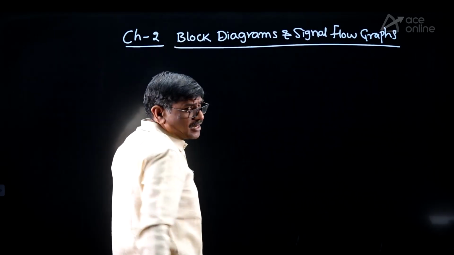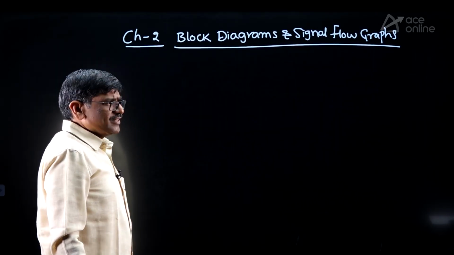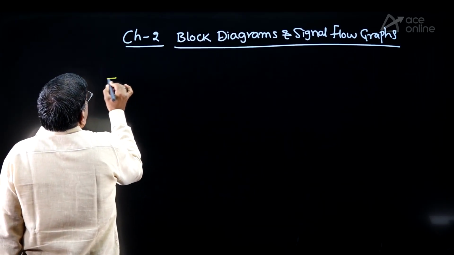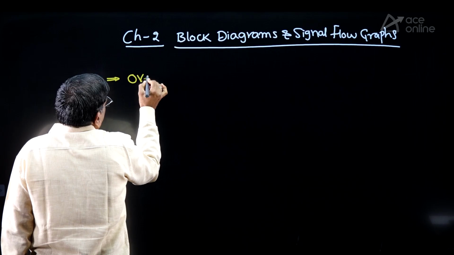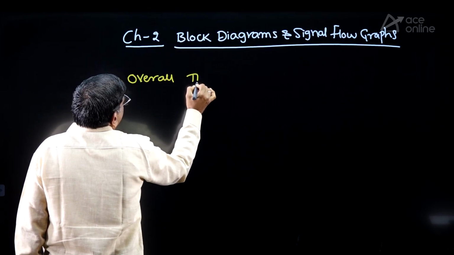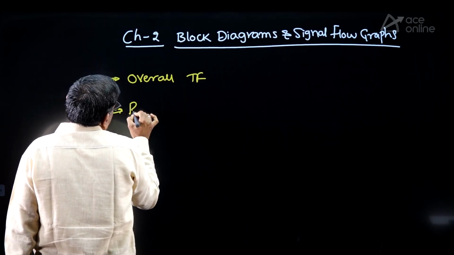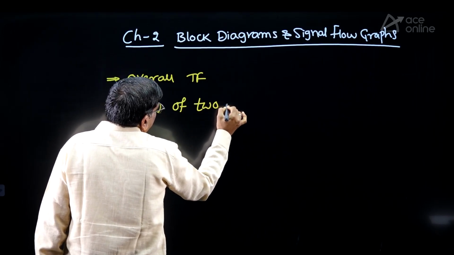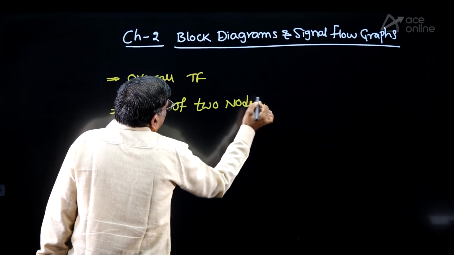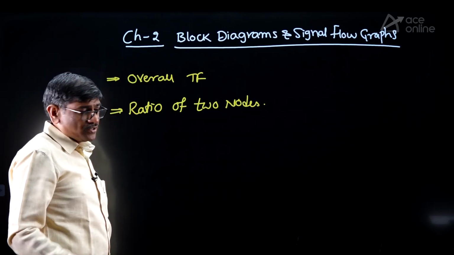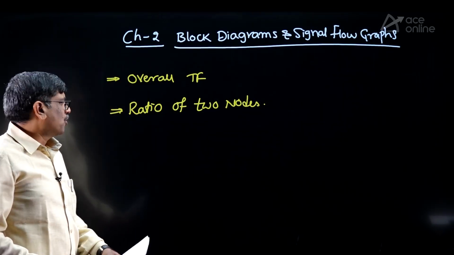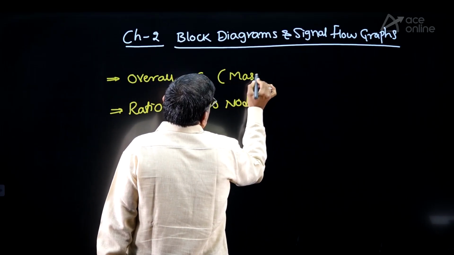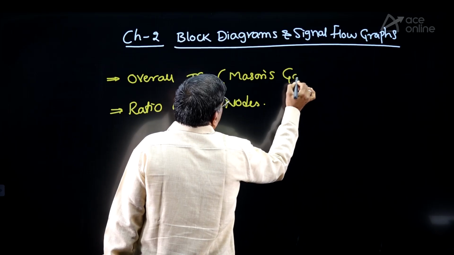Block diagrams and signal flow graph. In this, you have to concentrate mainly on two topics. One is finding the overall transfer function, and the second one is the ratio of two nodes. You have to find these two. You have to practice. Just use Mason's gain formula; for both things we'll use Mason's gain formula only.